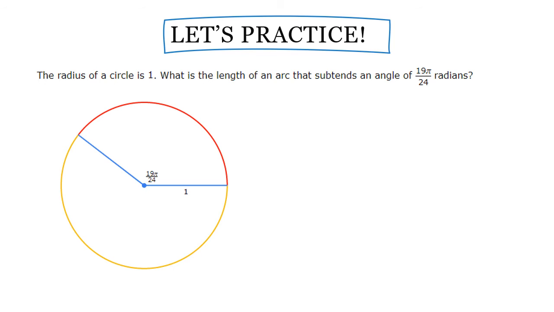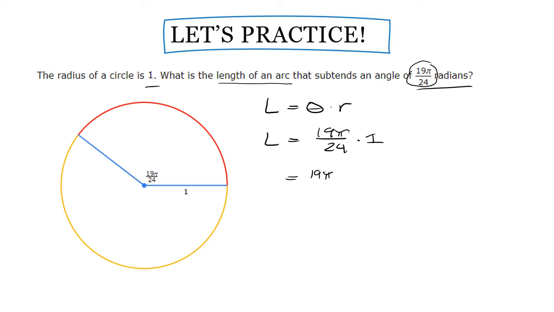So let's try an example. I'm going to write my formula first. It says the radius of a circle is 1. What is the length of an arc? So we're looking for L, the length of an arc that subtends an angle, and now it gives us a measure in radians, 19 pi over 24 radians. Now this looks like a crazy number, but radians usually has a pi in it. That's why you see that. So L equals my angle, 19 pi over 24 times my radius, which is 1. Well, that just equals 19 pi over 24. So that is actually my answer. Pretty easy.